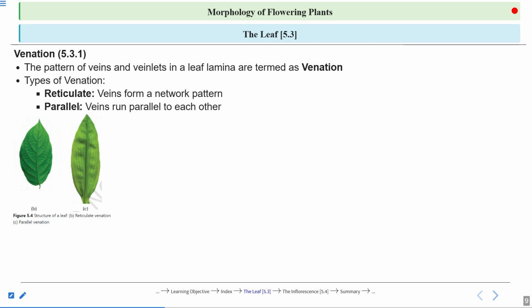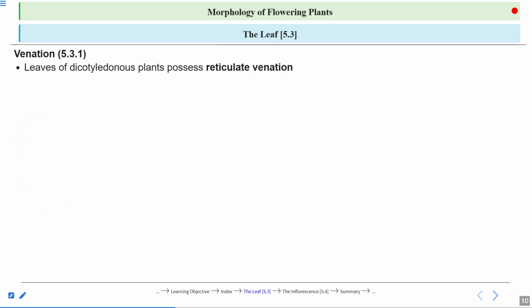These are observed in grasses, which are monocots. Monocots have only one cotyledon. Dicots have two cotyledons. Now the leaves of a dicotyledonous plant possess reticulate venation. So dicots, also known as dicotyledonous plants, possess reticulate venation. This is one of the differences between dicots and monocots.